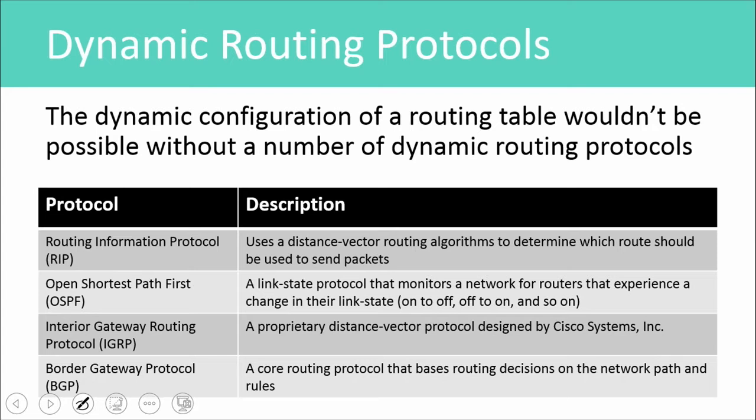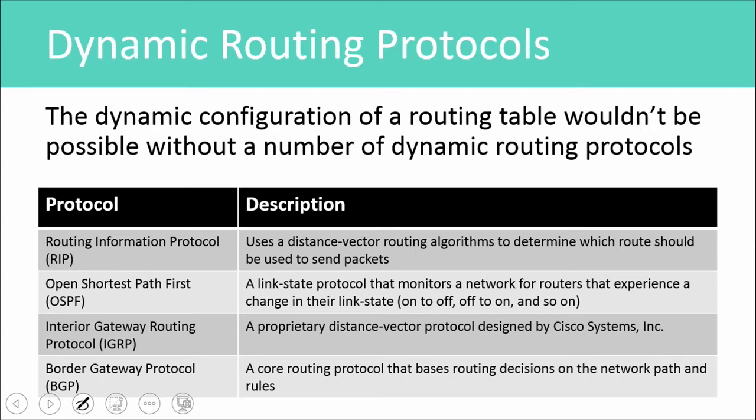And it'll adjust the routing table based on when the link state of a router goes from on to off to on, and so on like that, right? So it always is aware of which devices are on in a network. Then you have IGRP, the Interior Gateway Routing Protocol. And you also have Border Gateway Protocol as well. Definitely do a little bit of research on each of these protocols.